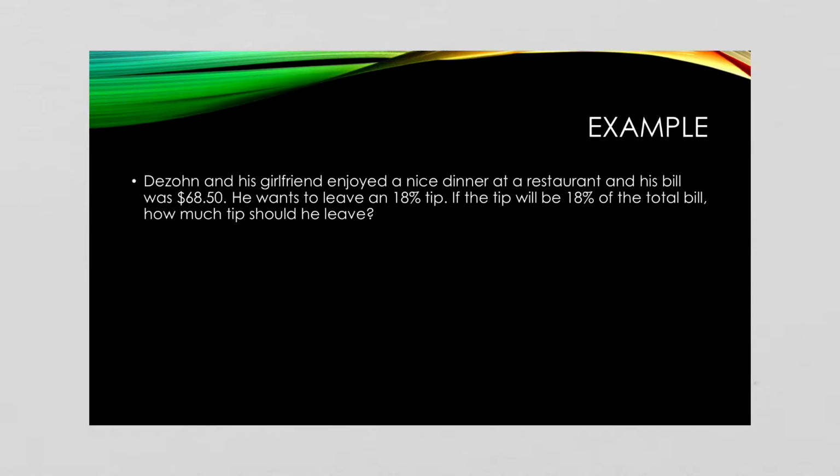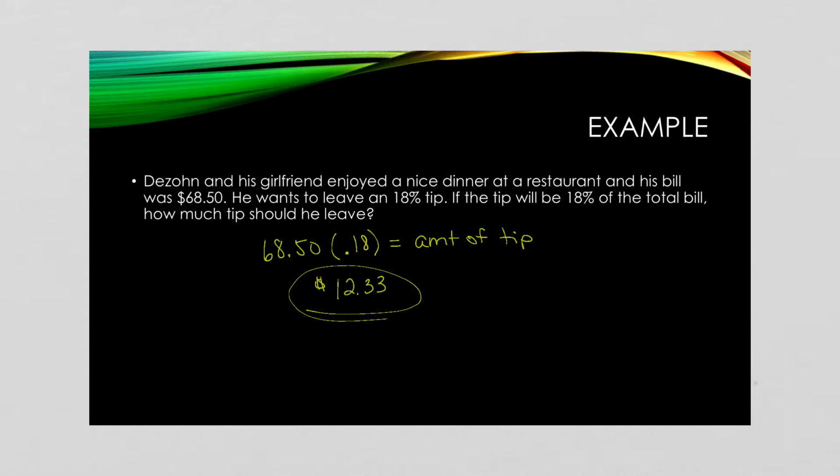Dazan and his girlfriend enjoyed a nice dinner at a restaurant, and his bill was $68.50. He wants to leave an 18% tip. If the tip will be 18% of the total bill, how much tip should he leave? So we've got 68.50 times, and remember, turn this into a decimal, 0.18 is the amount of tip. So on my calculator, 68.5 times 0.18, and I get $12.33 is the amount of the tip.